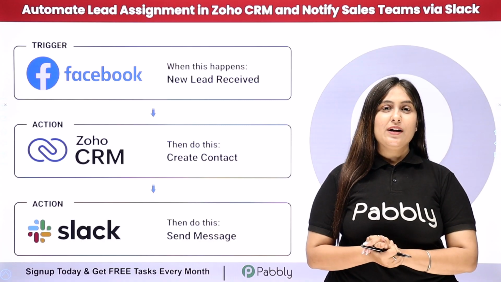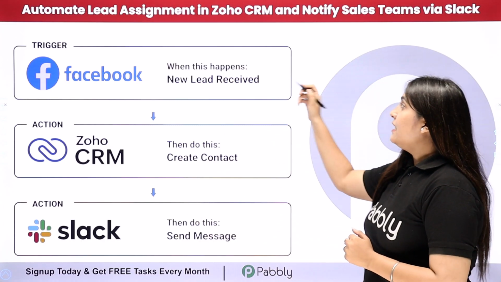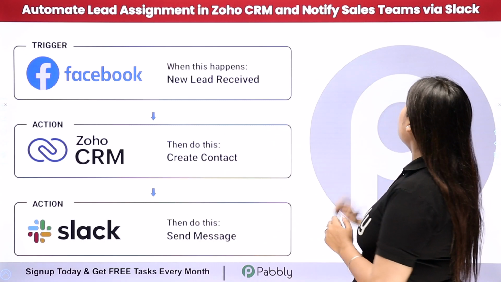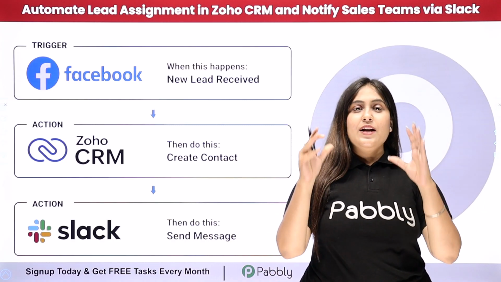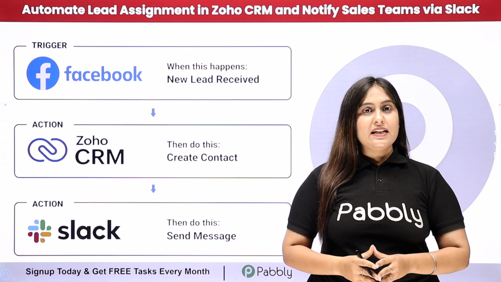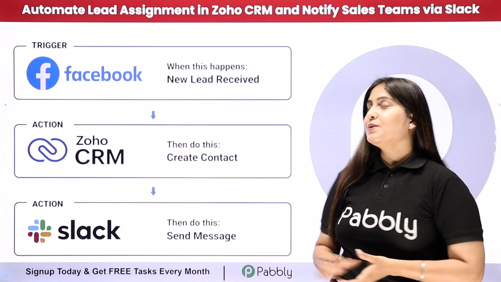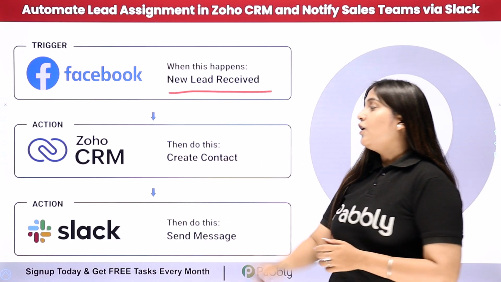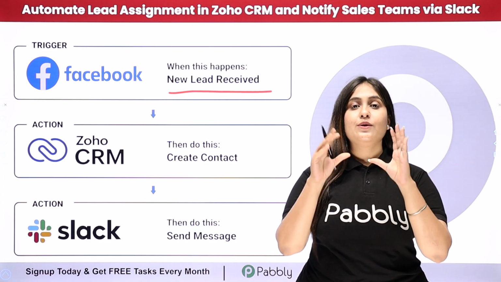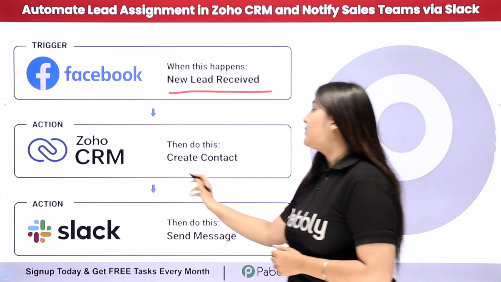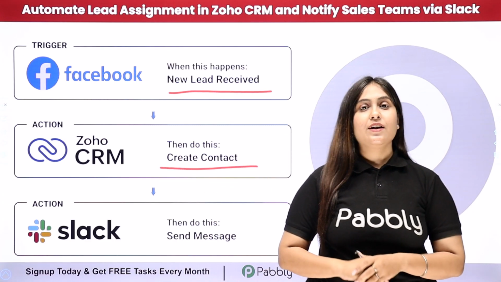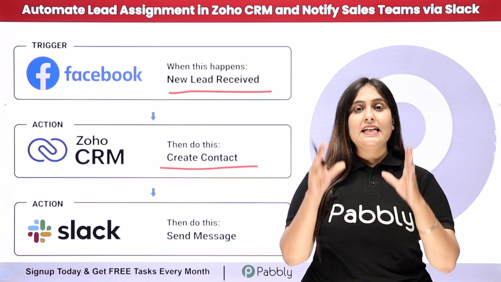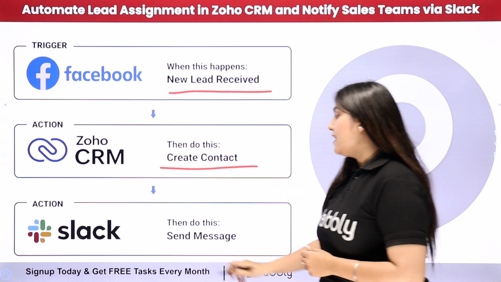In this video we are going to understand how to automate lead assignment in Zoho CRM and notify sales team via Slack. So I'm running Facebook lead ads for my business, and here my objective is, as soon as I receive a new lead, automatically and instantly I want to create a new contact for the same in my Zoho CRM account. And after creating a contact, I want to inform my sales team about the same on our Slack channel.